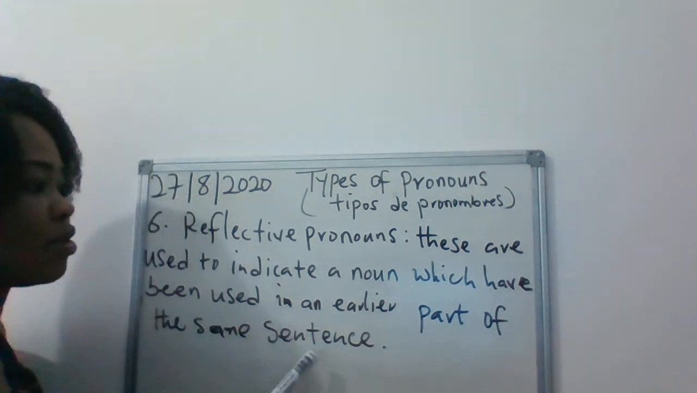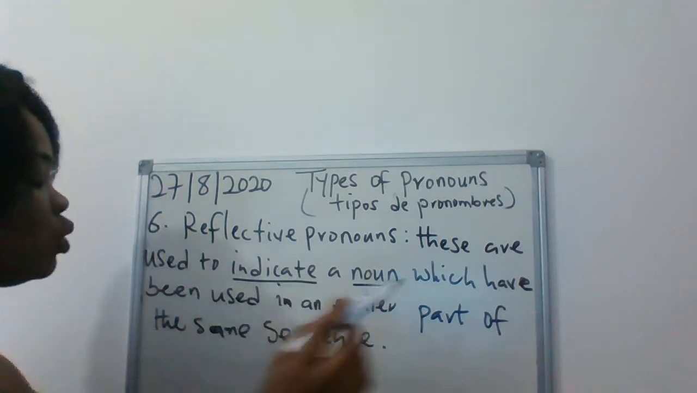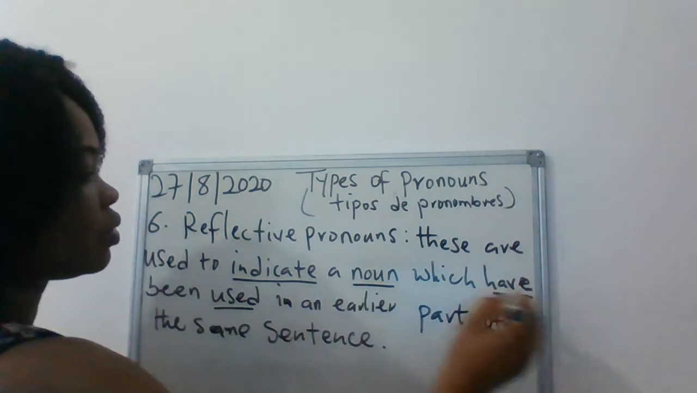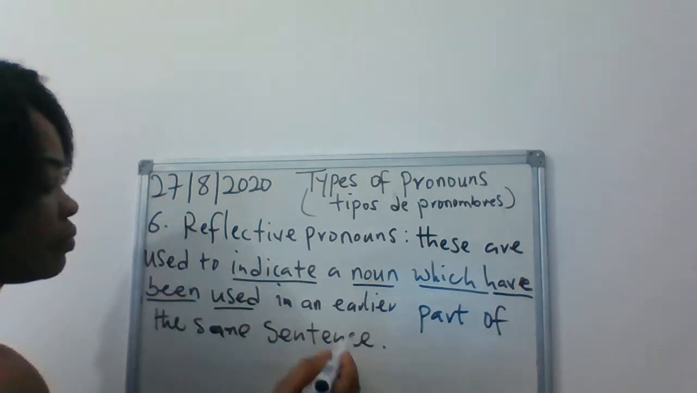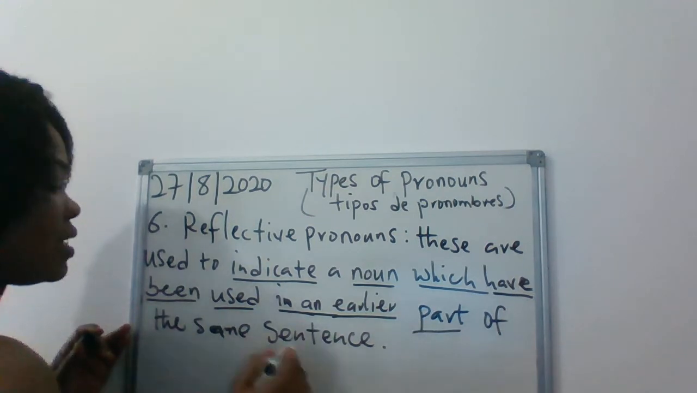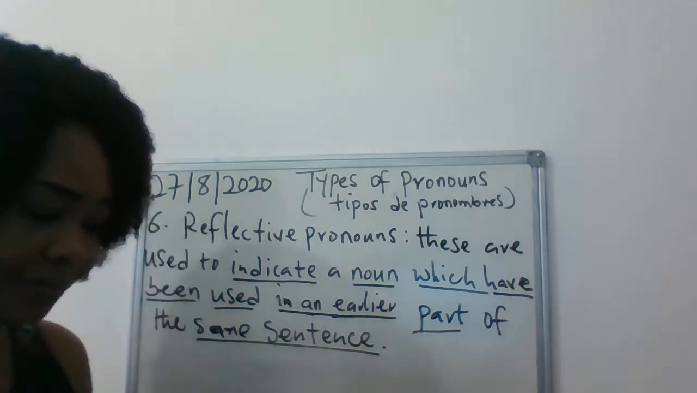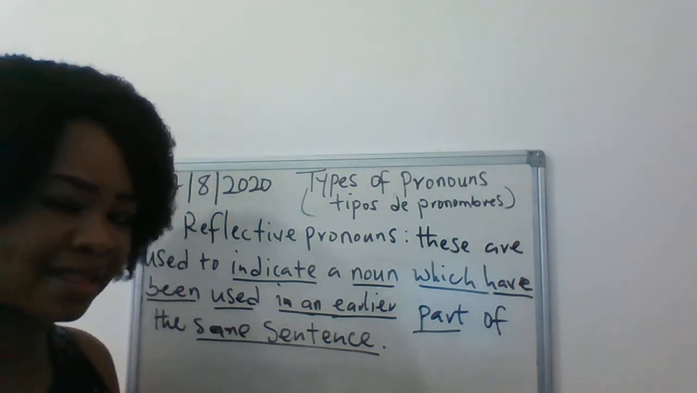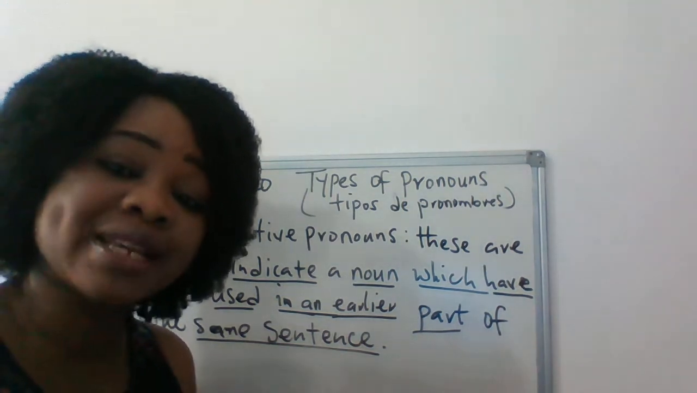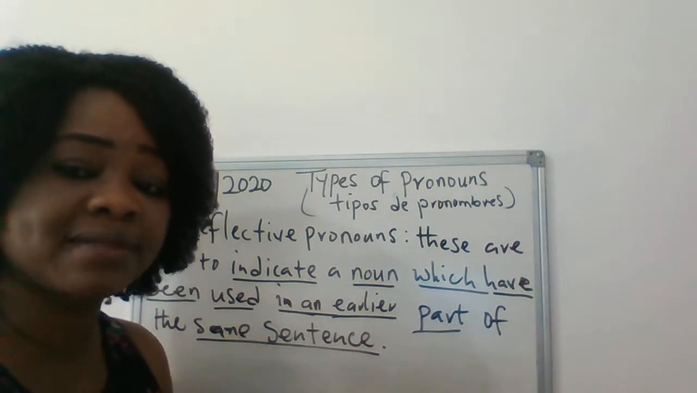The same sentence, okay? These are used to indicate a noun which have been used in an earlier part of the same sentence. Okay. An earlier part of the same sentence. Okay. You copy this, I'll explain it in Spanish, then we'll go for the examples of what a reflective pronoun is. Okay?